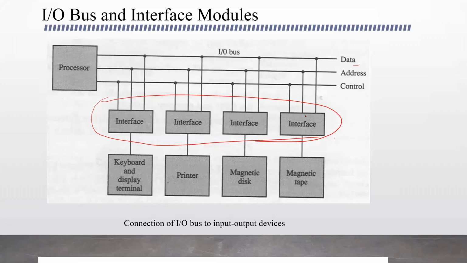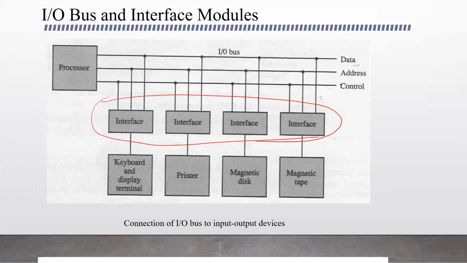When the peripheral device with which the processor wants to communicate is identified, the processor places the IO command. What is the operation now to be performed with this identified device? That is the IO command. It places the IO command and the data. If it is to input data, the interface will take the data from the IO device and place it on the IO bus.